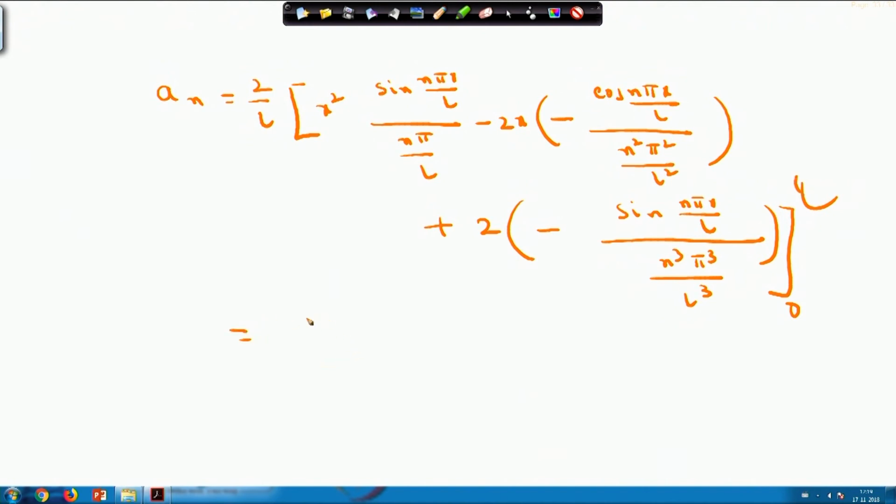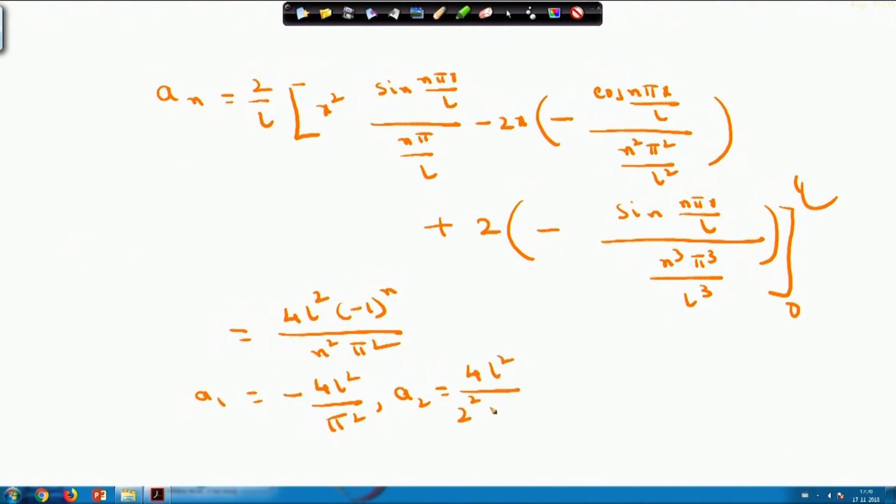So, if I evaluate this one, I will obtain 4 L square into minus 1 to the power n divided by n square pi square. So, your a_1 will be equal to minus 4 L square by pi square. Your a_2 will be then 4 L square by 2 square into pi square. Your a_3 will be again minus, minus 1 to the power 3, so it will be 4 L square by 3 square into pi square, and in this way it will go.